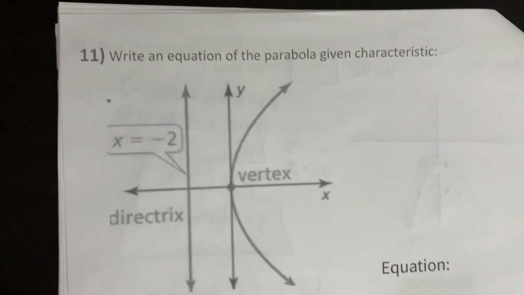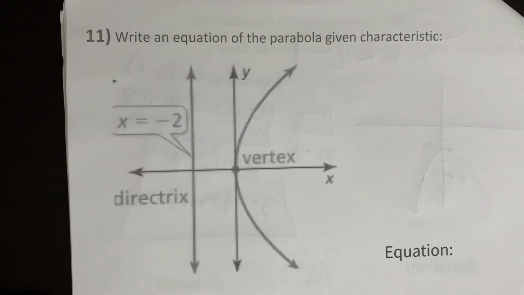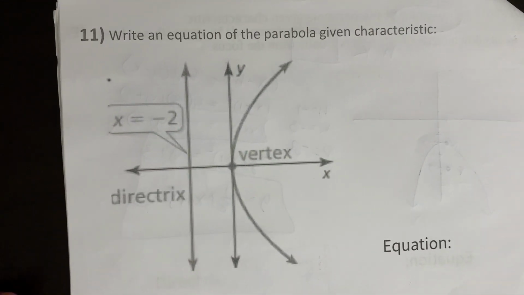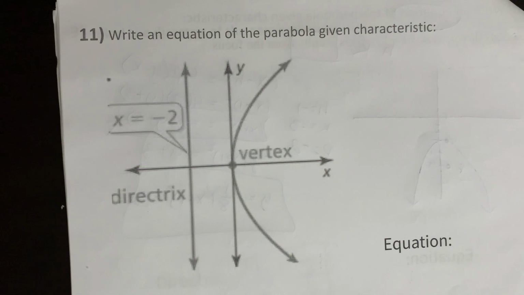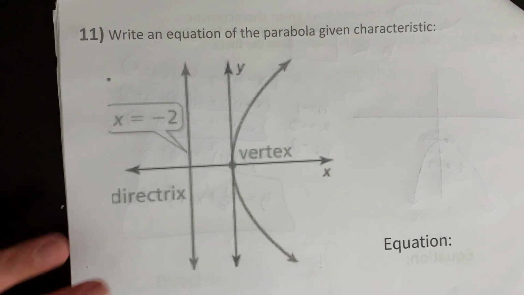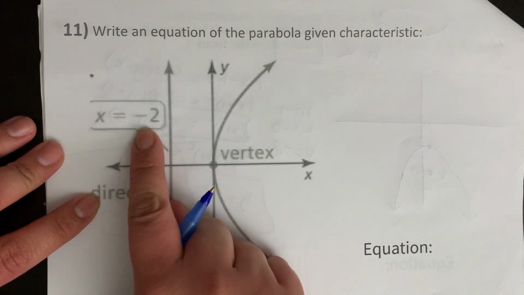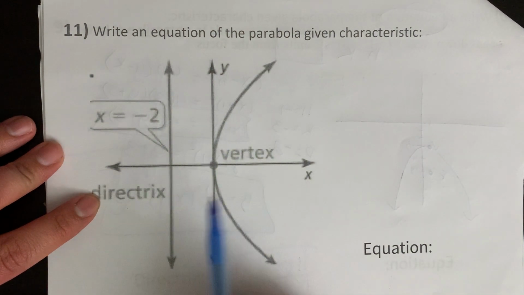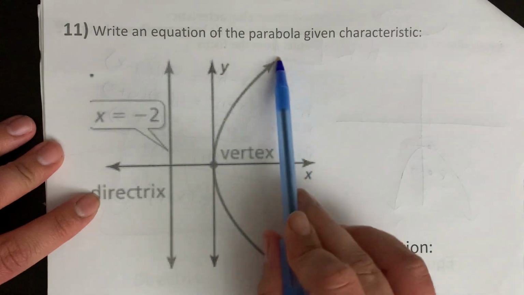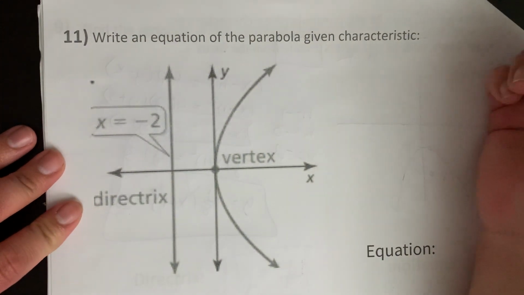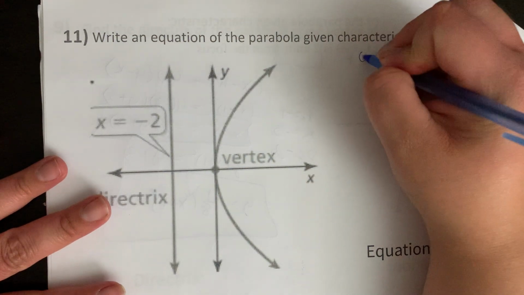11. Write an equation of the parabola given these characteristics. Okay, so I'm giving you a graph. And what do we know? Okay, well, let's see here. We have a directrix at x equals -2. We have a vertex at the origin, and we know that it opens right. So if I want to write an equation, so it opens right.